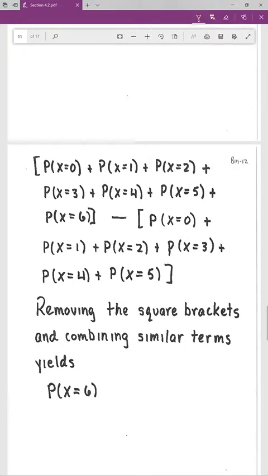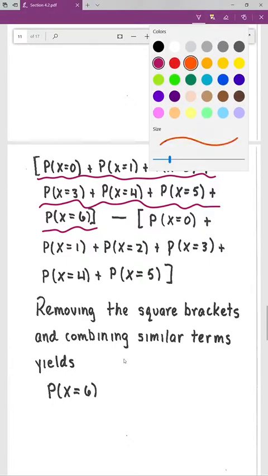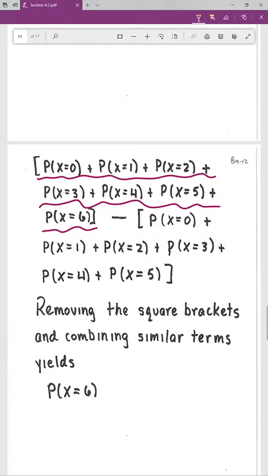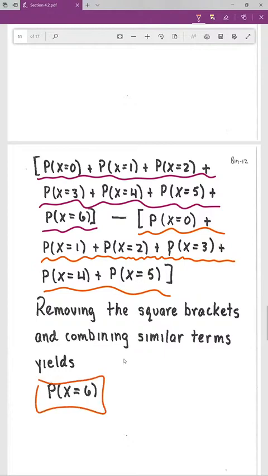So the probability of x less than or equal to 6 is the probability of x equals 0 plus probability of x equals 1 plus probability of x equals 2 plus probability of x equals 3 plus the probability of x equals 4 plus the probability of x equals 5 plus the probability of x equals 6. Subtract the probability of x less than or equal to 5, which is the probability of x equals 0 plus x equals 1 plus x equals 2 plus x equals 3 plus x equals 4 plus x equals 5. By removing our square brackets and combining similar terms, we are just left with the probability of x equals 6.